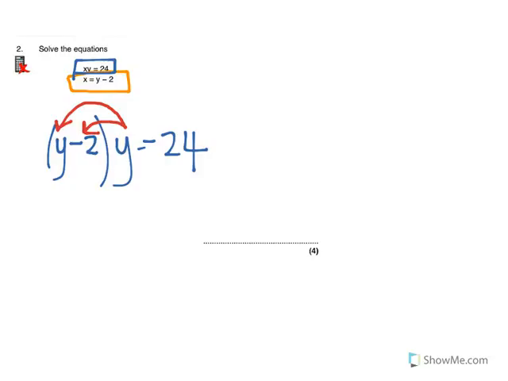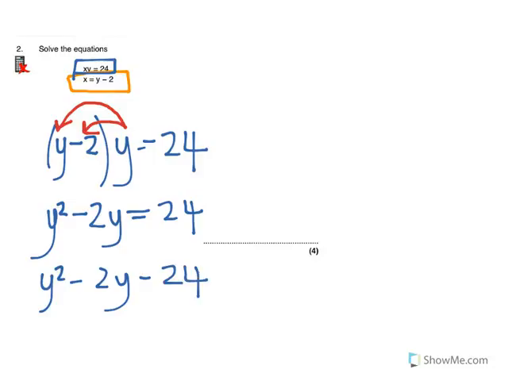So the first thing that we're going to do is y times by y, and that's going to give me y squared. And then y times by minus 2, which will give me minus 2y. And that is still equal to 24. Now what we have here is the beginning of a quadratic equation, but we know that we need to set quadratics equal to 0 before we can solve them. So therefore I need to take away 24 from both sides. So I end up with minus 24 on this side and then nothing on the other side.